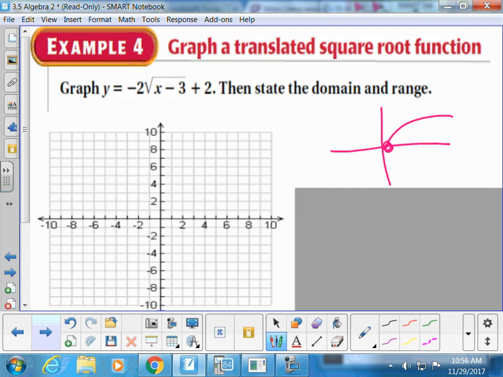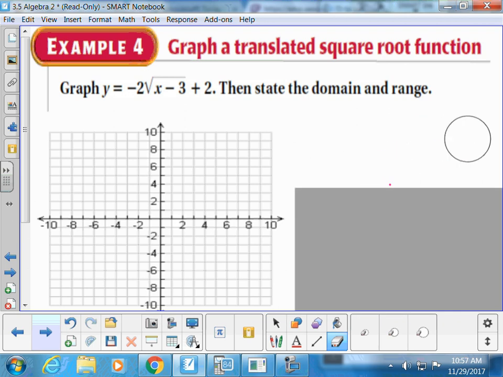3 to the right. So this guy who used to be at 0, 0 would move 3 to the right. And then what about the 2? 2 up. So it's probably, my new guy is going to be here at 3, 2. It's going to be downwards. But let's graph it and see. So that's us just thinking about what could happen, but let's see in the calculator.